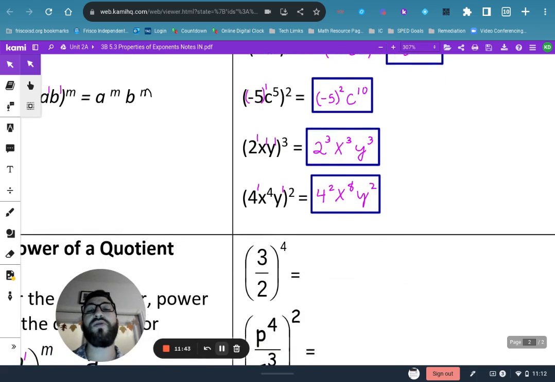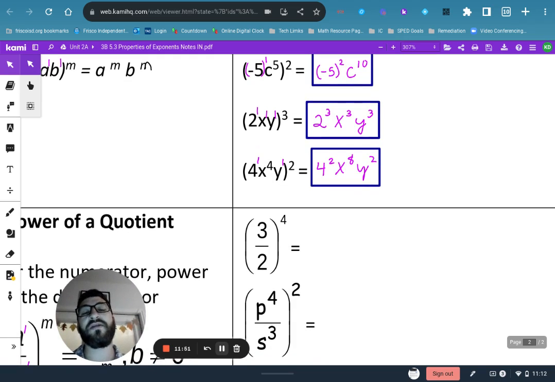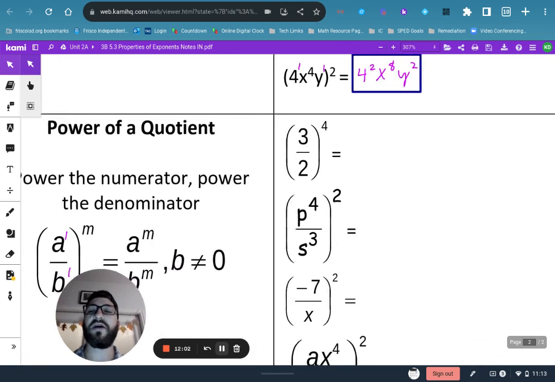So then 2xy all to the third, all of those have a first power. So 2 to the third, x to the third, y to the third. And then 4x to the fourth y being squared, 4 and y with that power of 1. So 4 squared, x to the eighth, and y squared. So relatively straightforward. And we already talked about power of a quotient.